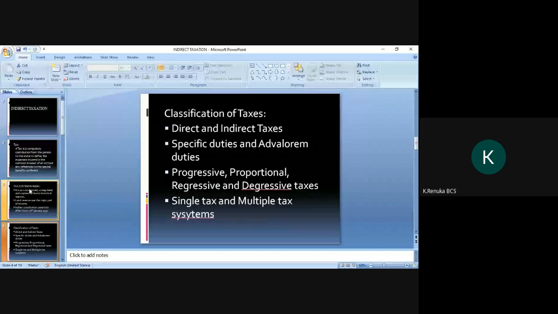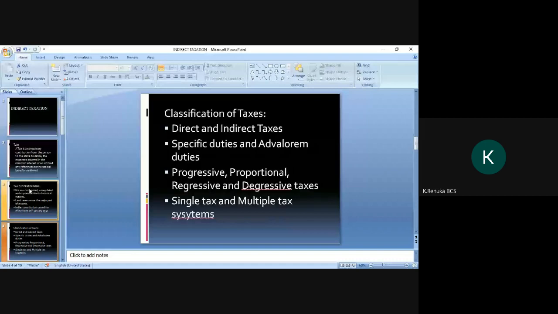Next is ad valorem duty. Ad valorem duty is nothing but duty according to value. The value of the product is identified, duties are imposed on that value, and based on that value, the duty tax percentage is fixed.